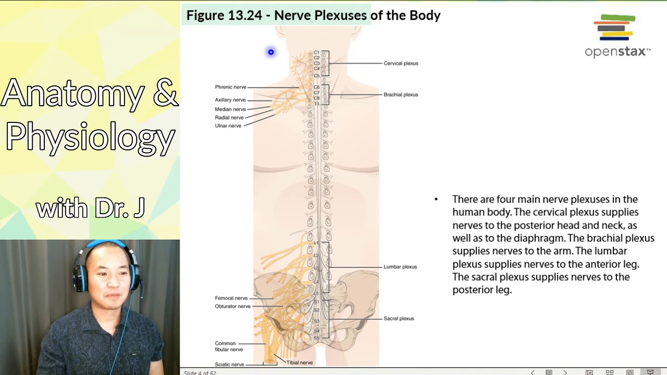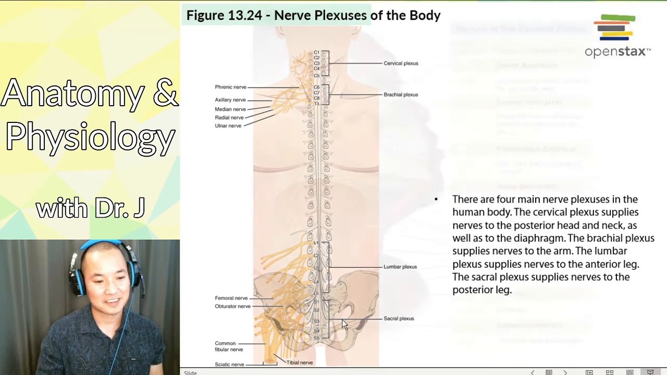So don't worry about me testing you from this image. This is why sometimes people group the lumbar and sacral plexus together and call it the lumbosacral plexus. Notice that it's all interconnected right here. It's kind of entangled with each other.